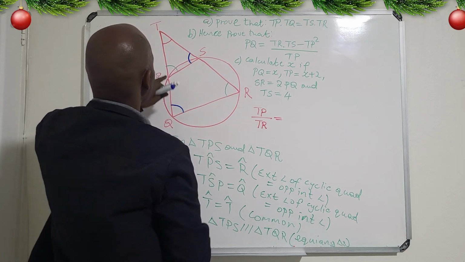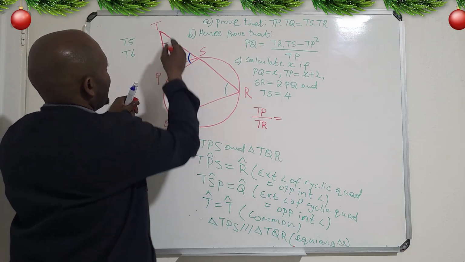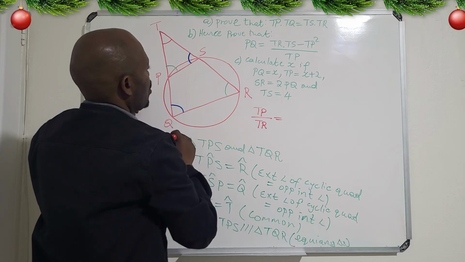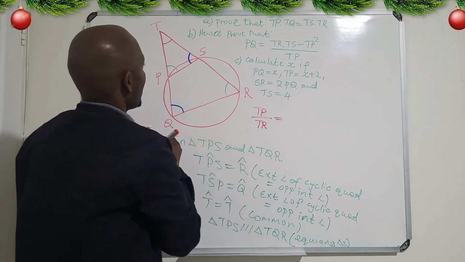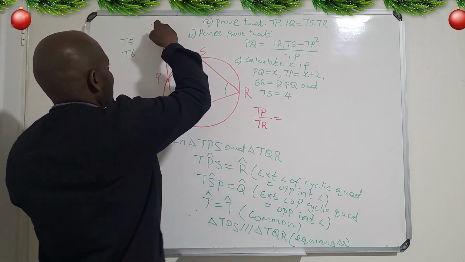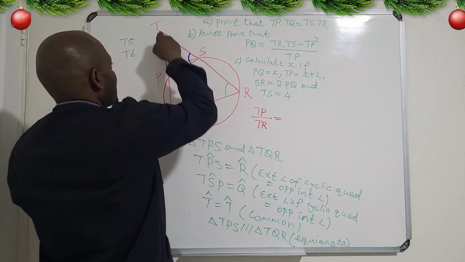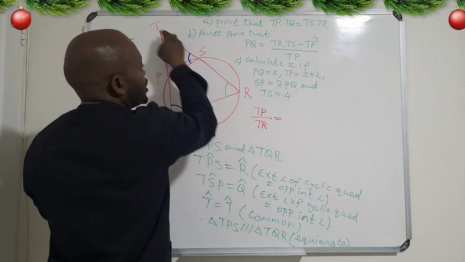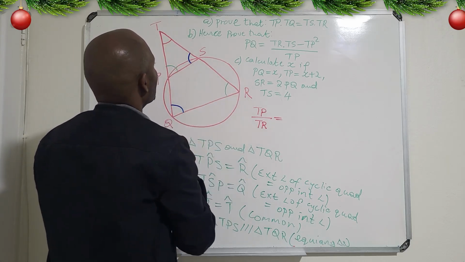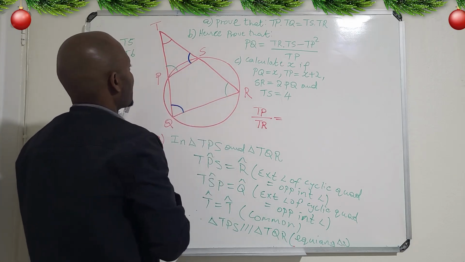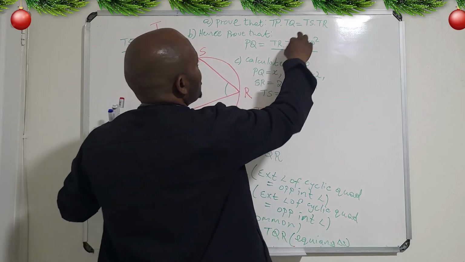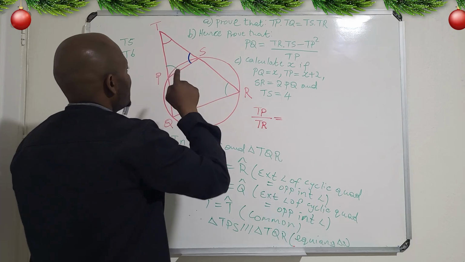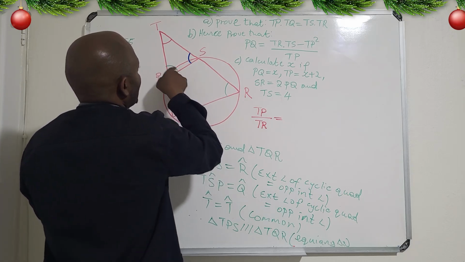is opposite this angle there in this triangle. But obviously, we need to see where we started. We started at TP, so it means that we started in this triangle, TR. We still need to start in the small triangle where we are told about TS, and TS is opposite this angle.